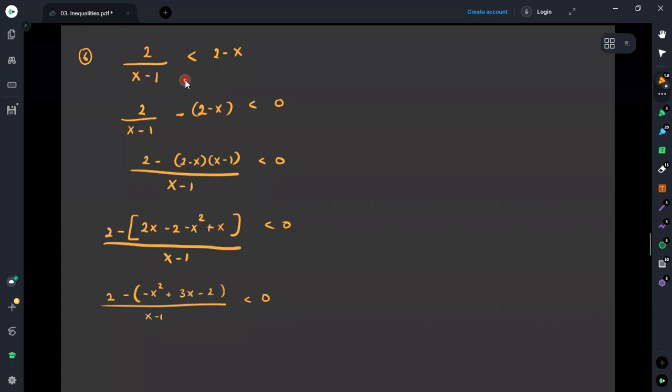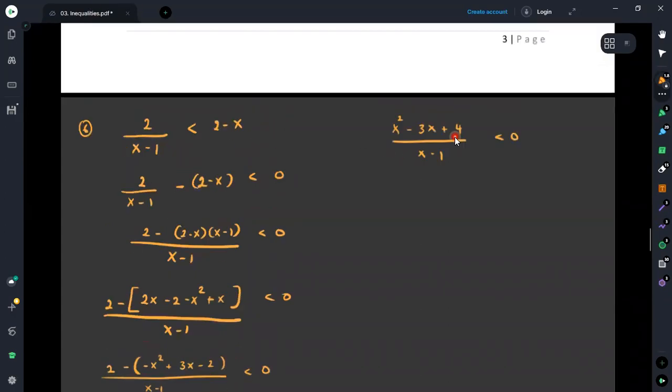Then if you multiply the bracket with this minus sign, you will get 2 plus x squared minus 3x plus 2 over x minus 1 less than 0. Now we can see that a quadratic expression has formed in the numerator. Then we'll get x squared minus 3x plus 4 over x minus 1 less than 0.